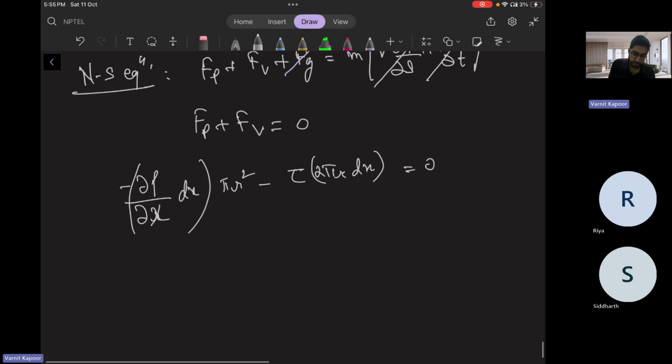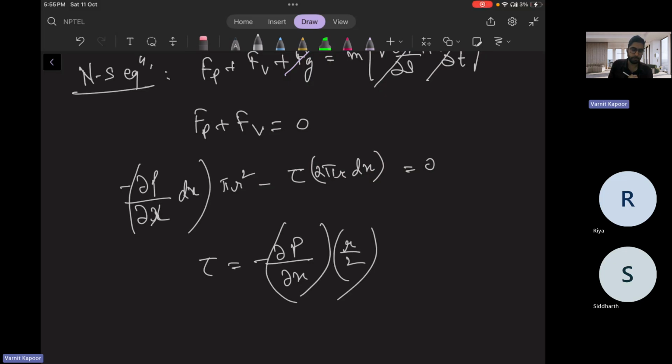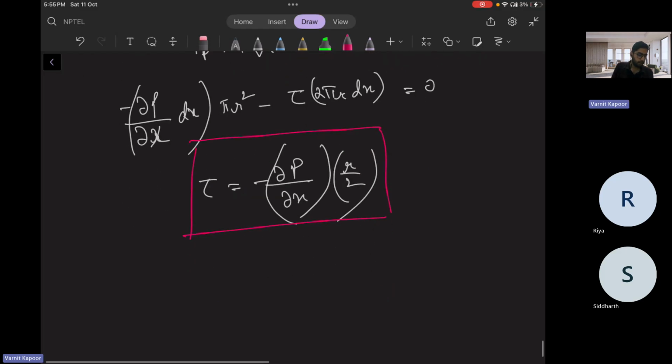So from here, the shear stress will come out to be minus dou P by dou X into R by 2. This is your shear stress expression for flow in a pipe. So it is valid for both laminar or turbulent. Okay. So if I say it is fully developed, shear stress is directly proportional to the radius. So this says that shear stress is directly proportional to the radial direction.